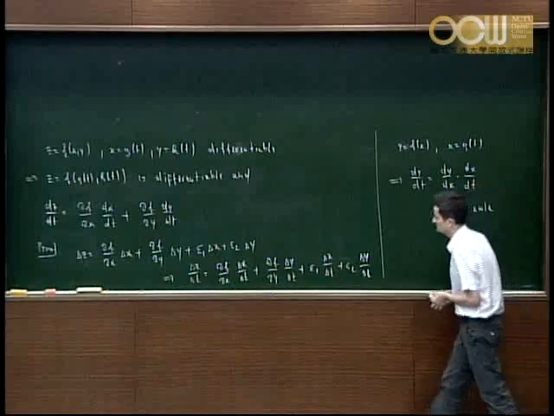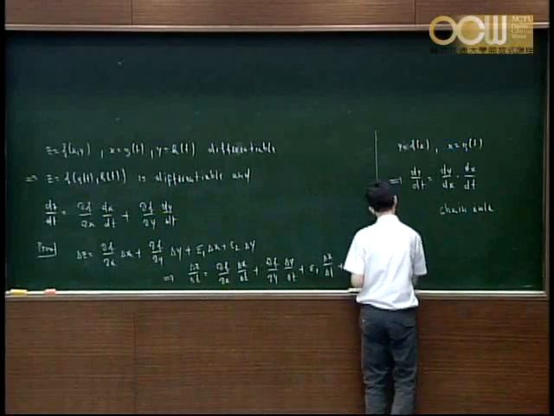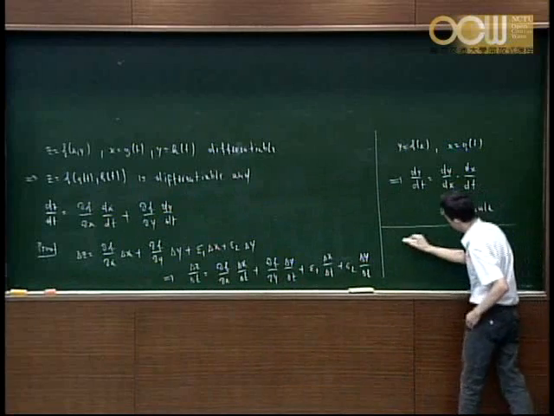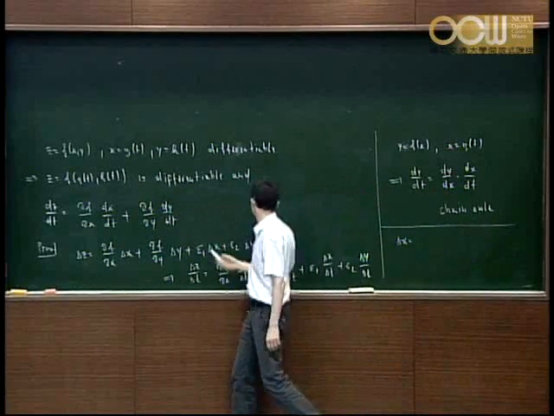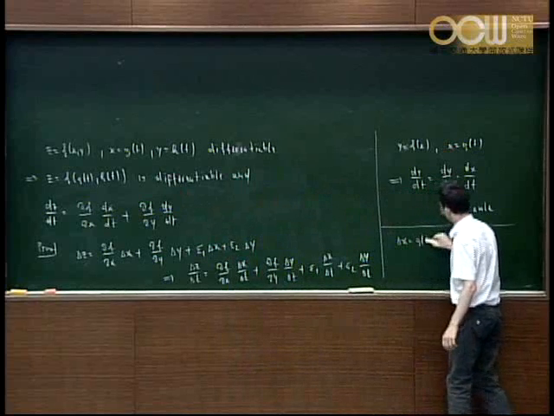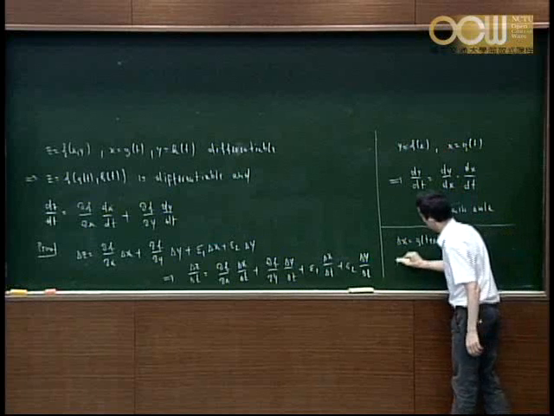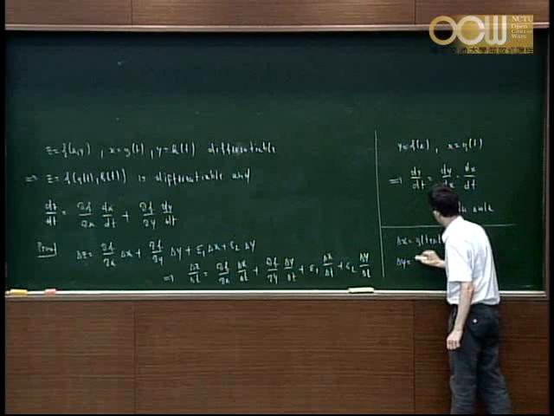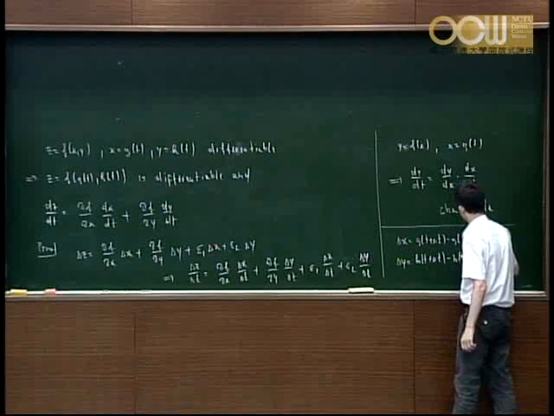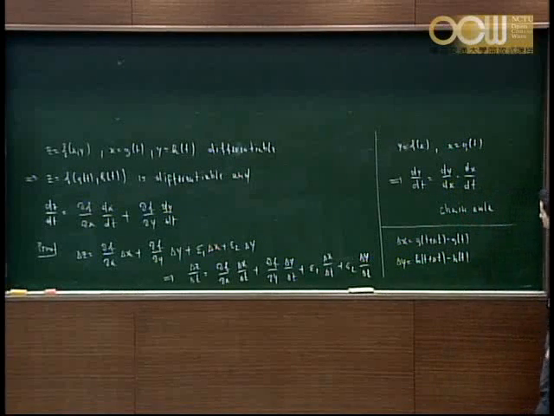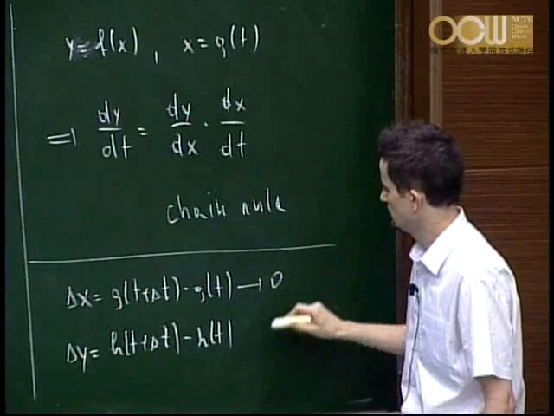But you see that. So what are delta x and delta y? Because x is g of t, delta x is equal to g of t plus delta t minus g of t, and delta y is h of t plus delta t minus h of t. And as delta t tends to 0, this tends to 0.